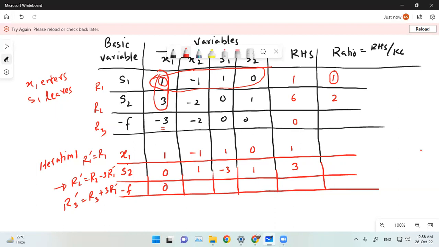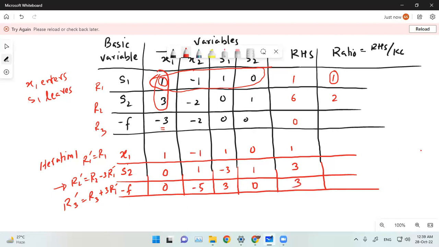So basically, -3, -2, -2 plus basically -3, so -5. And then you have 0, but plus 3 is 3. Then 1 plus 0 is 1. Okay, so 0 plus 0 is 0. And 0 plus 3 is basically 3.